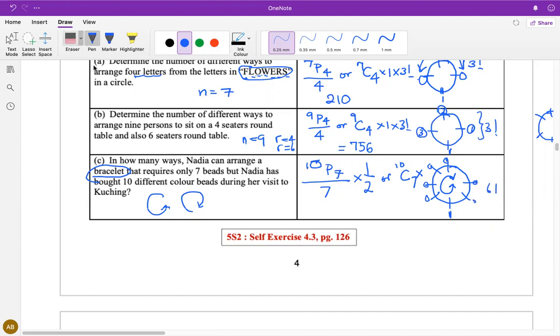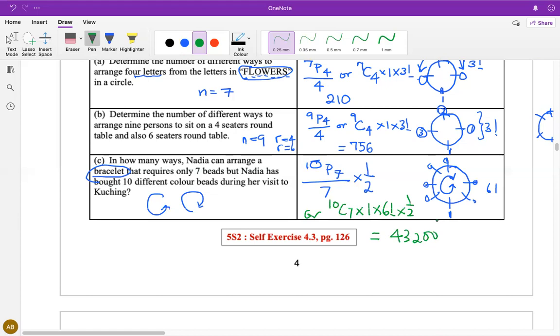Let me write down below. 10 choose 7, multiply, fix 1, and then 6 factorial, and then multiply 1 over 2. So the answer should be the same, right? So 0.5 times 10C7 times 6 factorial. It's 43200, 43,200 ways to arrange.